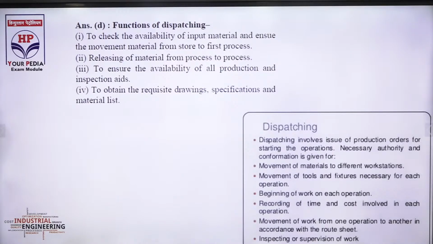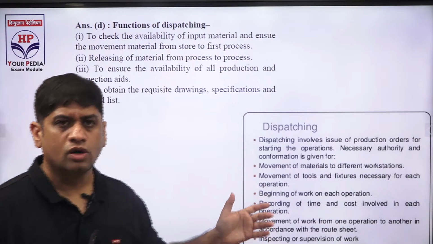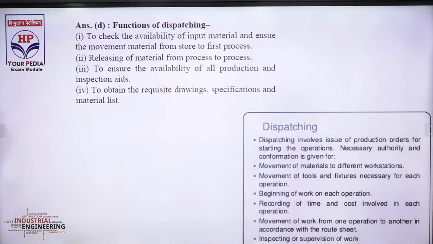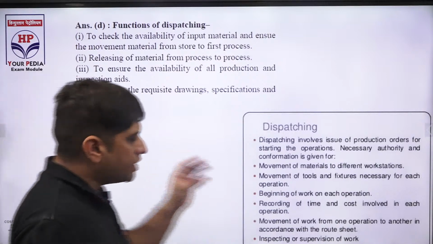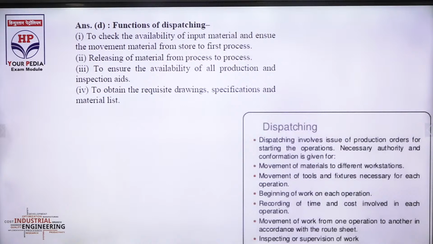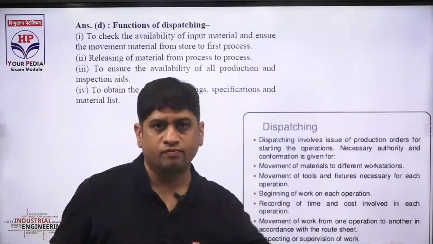Production order is released. These are very important questions because in the exam he can simply ask you what dispatching is all about. It means it is starting the production. Production orders, starting the operation, giving the order. I gave you the order to start something. That is called dispatching. I started giving the material to different workstations. The tool required, fixture required, material required, drawing required, specification required, everything is provided to the required department for starting the production.